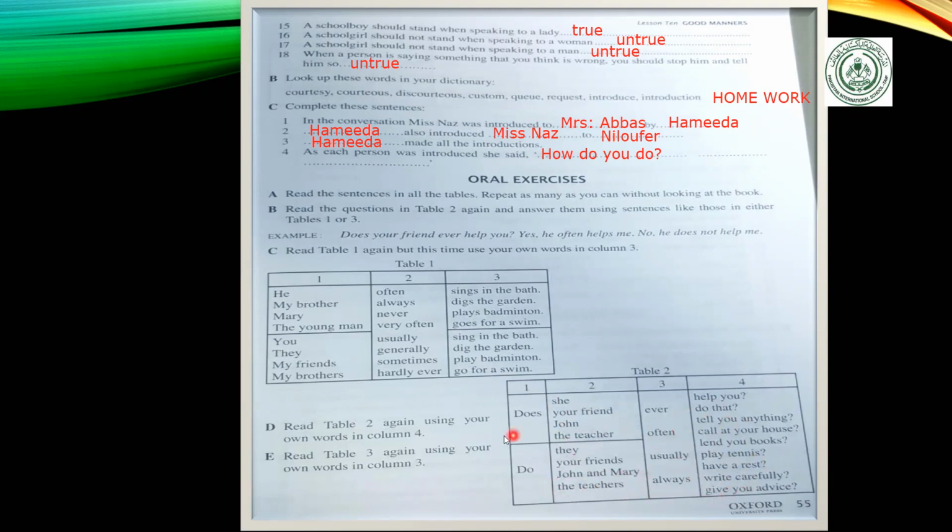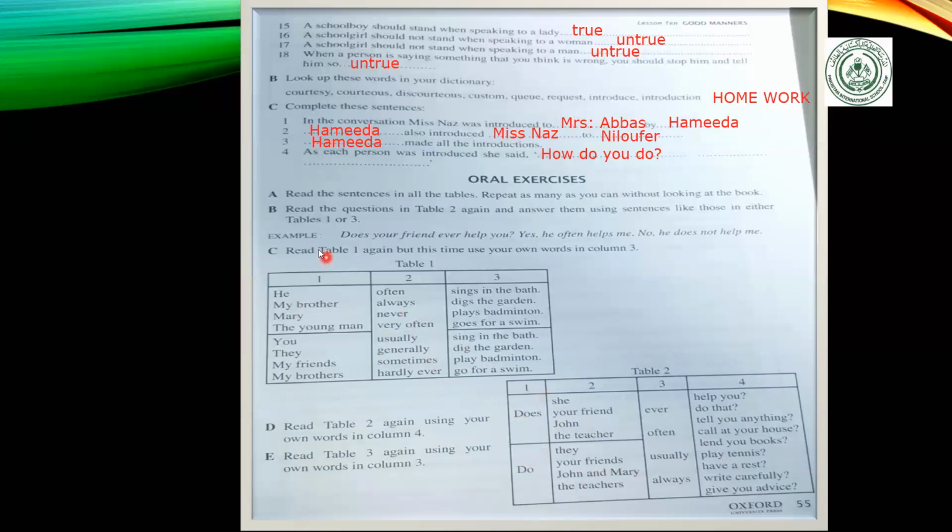So here, dear students, is the use of do and does. Do is used for the plural. Here, they means many, your friends means many friends, John and Mary means two people, and the teachers means many teachers. But does she means only a single she, does your friend means your friend is single, does John means only one John, does the teacher means only one. So with singular we use does, and with plural we use do. So dear students, these two tables are there.